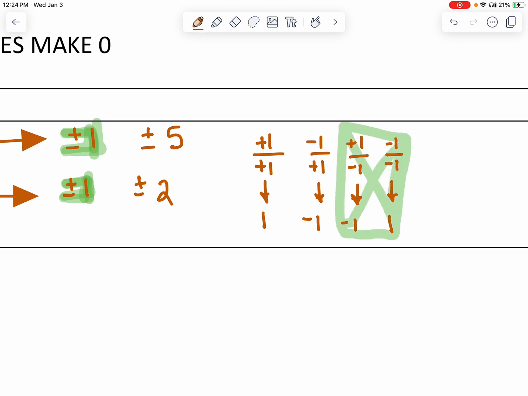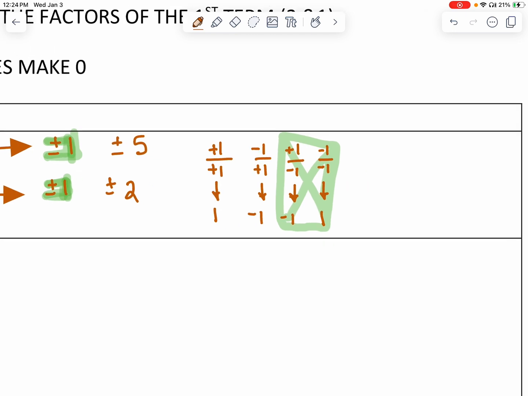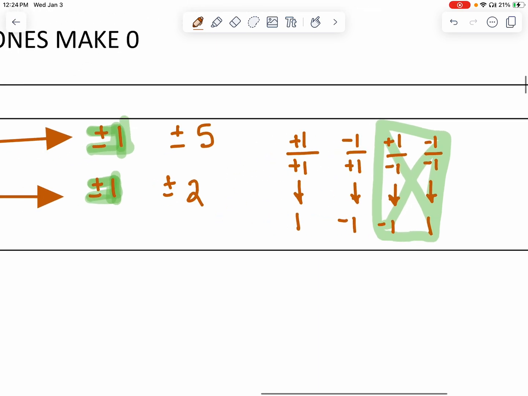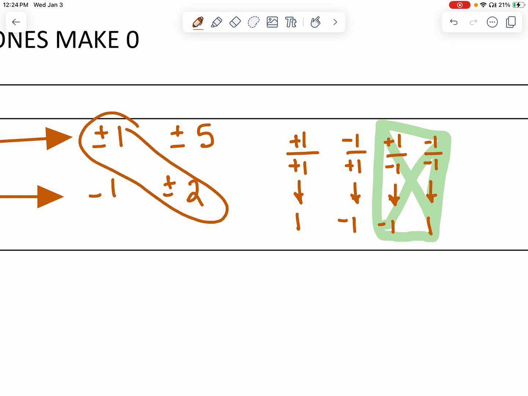Okay, so let's take a look at the 5 now. Actually, we still need to take a look at the 1. All right, so let's see. We did those ones. All right, so here's what I'm going to do. I'm just going to circle this like this, okay? We already did all of those. We did 1 divided by 1, positive and negative.